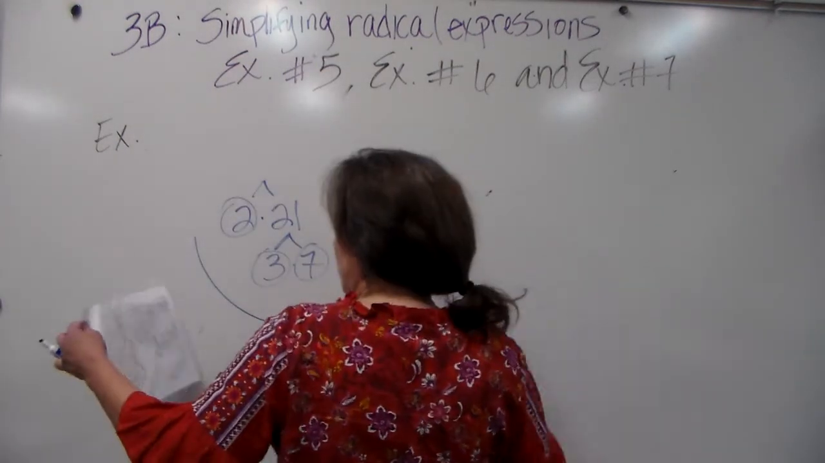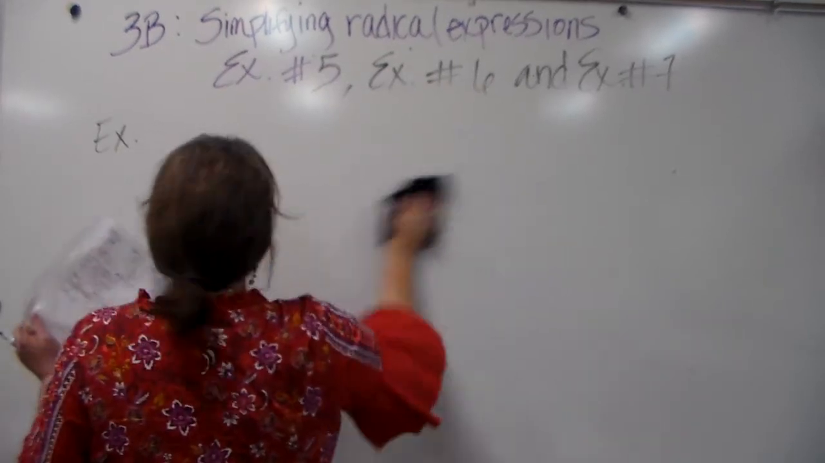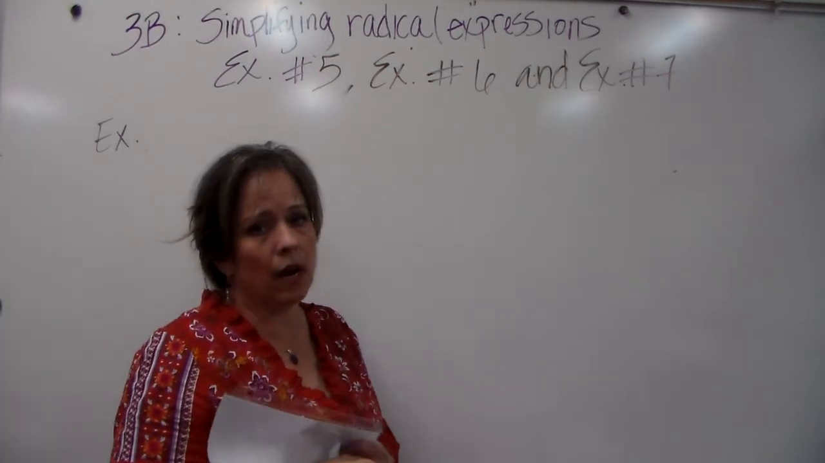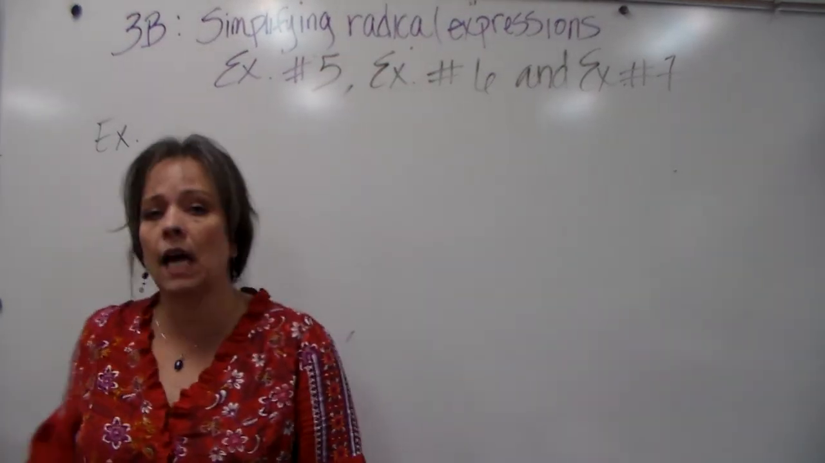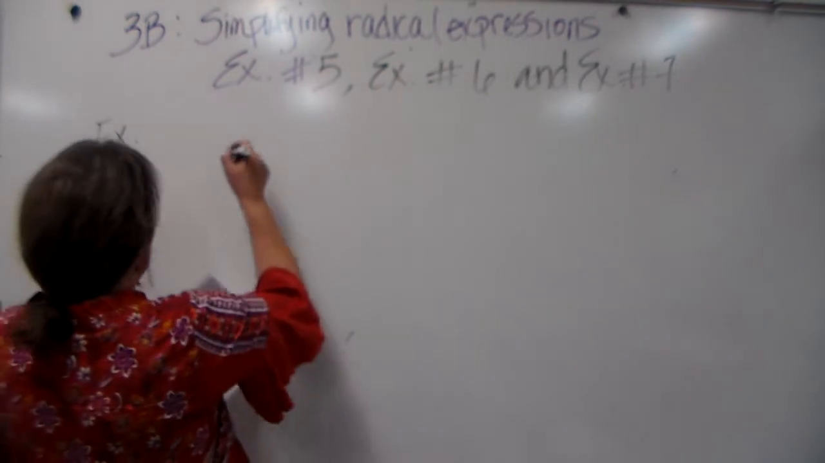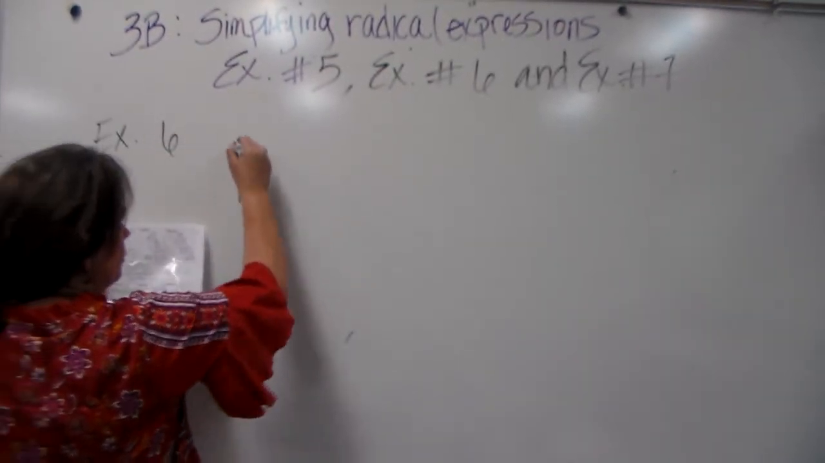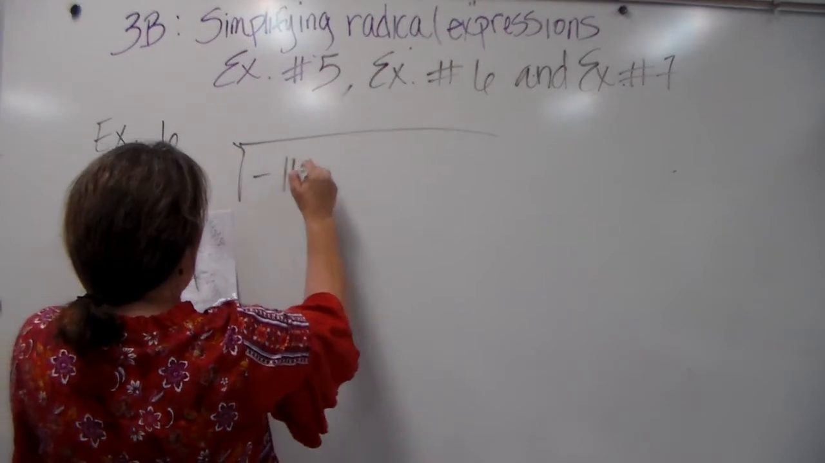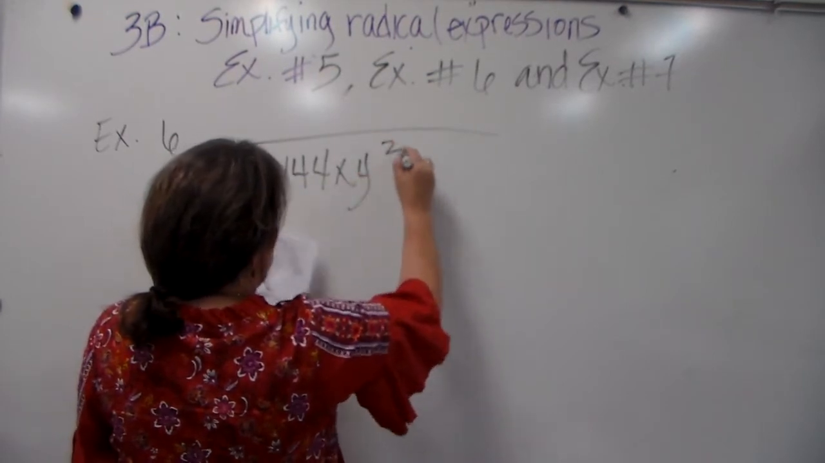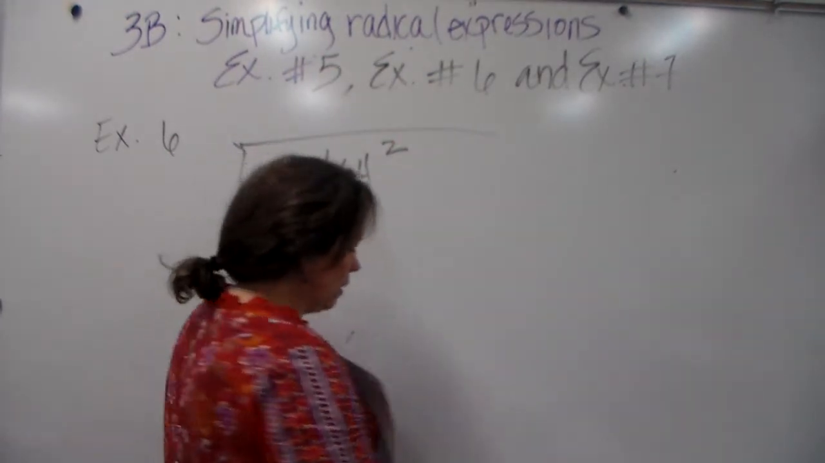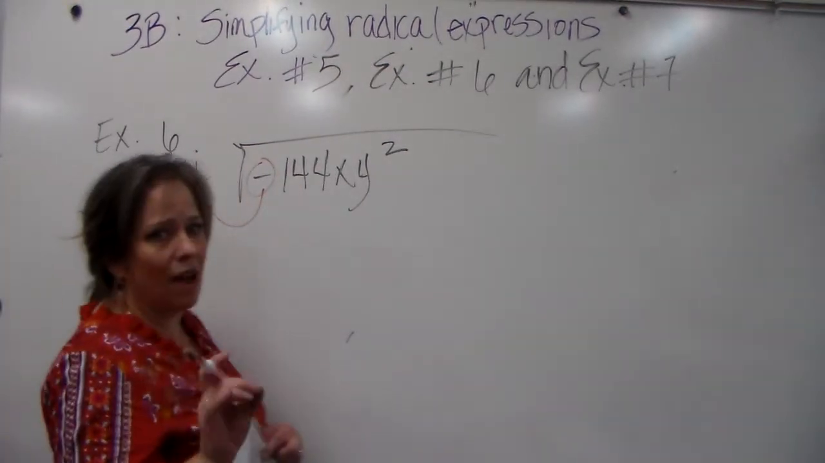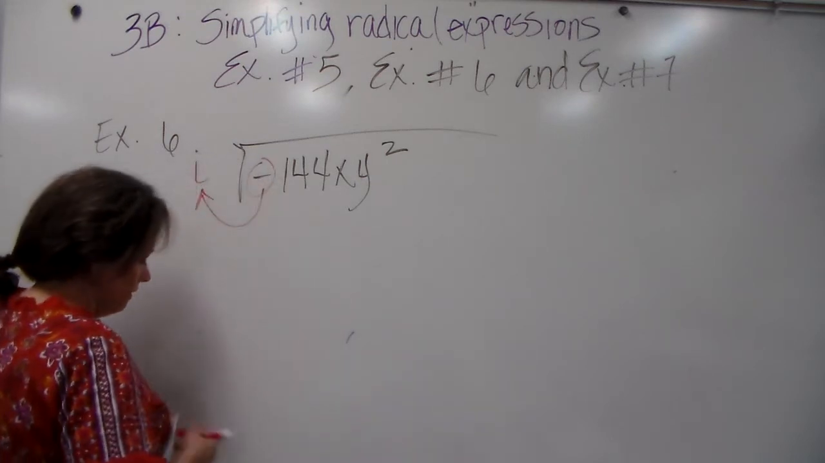So when we're looking at example number 6, again, we're going to notice that we've got a negative term. And that is very important to notice, because whenever we have a negative term inside a square root, it needs to come out as i. So let's look at example number 6, which is the square root of negative 144 x y squared, okay? Of course, the first thing we're going to do is bring that negative out as i, and then we're not going to forget about our i, okay?